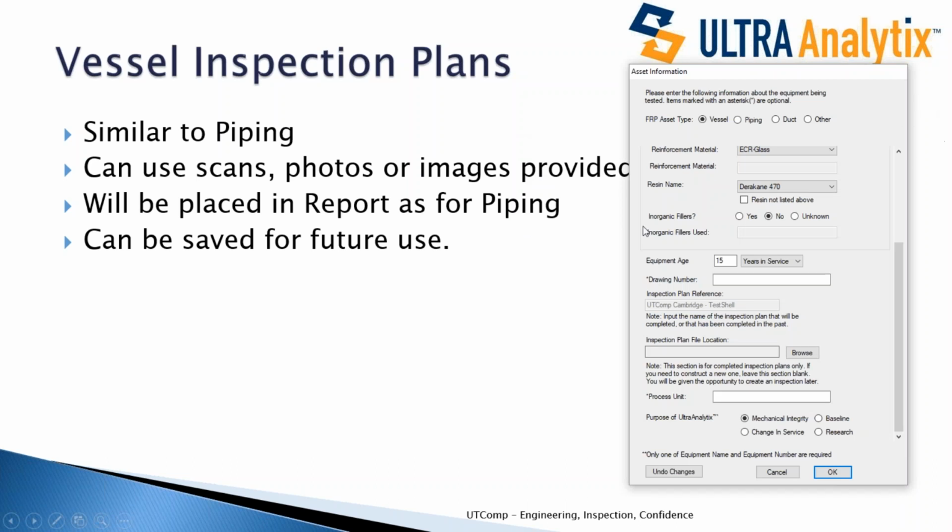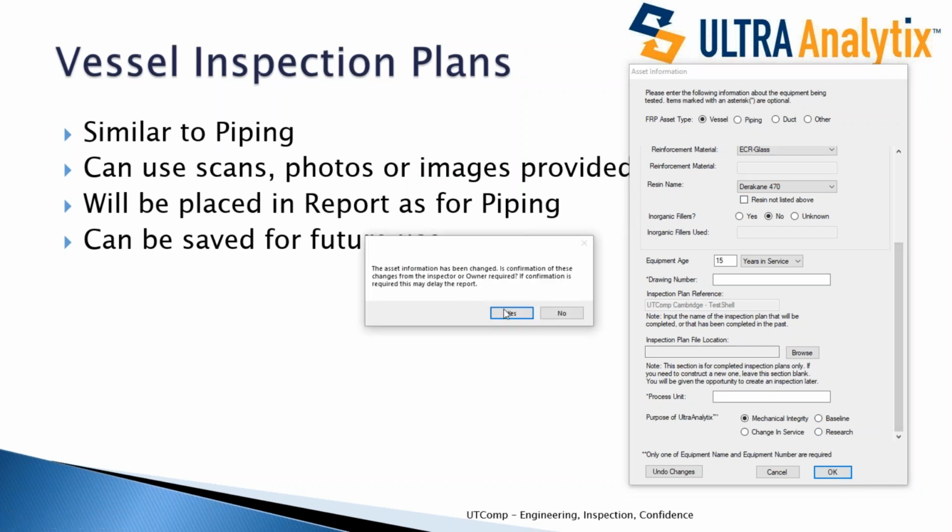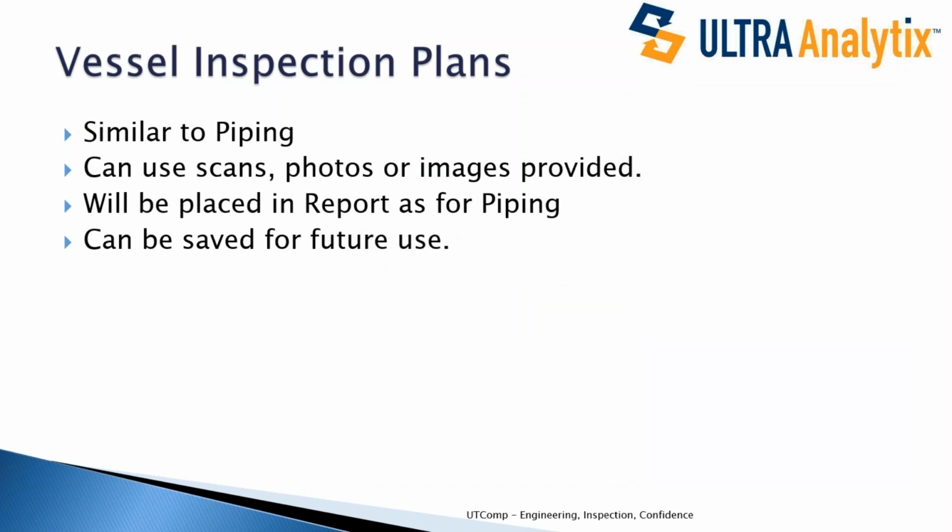when we're dealing with the vessel, if I click OK on the asset information now, because this is all correct, it will ask me first, before I go any further, the asset information has been changed. Do we need to confirm that with the inspector or the owner? In this case, I know that no, we don't have to confirm any of these changes, and so that's fine. If you do have to confirm them, it'll be your responsibility to go to the inspector or the owner.